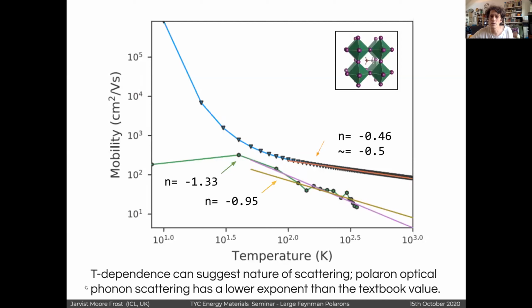One thing that was slightly missing was if you take that same data and then plot it on a log-log scale, you can start to extract an exponent. And this is often used as a way of understanding what's going on in terms of the scattering processes in the material.